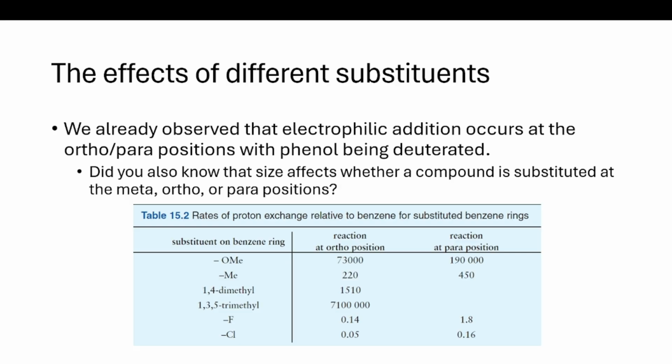Alright, but anyways, did you also know that the size of a substituent can affect whether a compound is substituted at either the meta, ortho, or para positions? And you can see different substituents on these benzene rings can affect reaction rates at ortho or para positions.